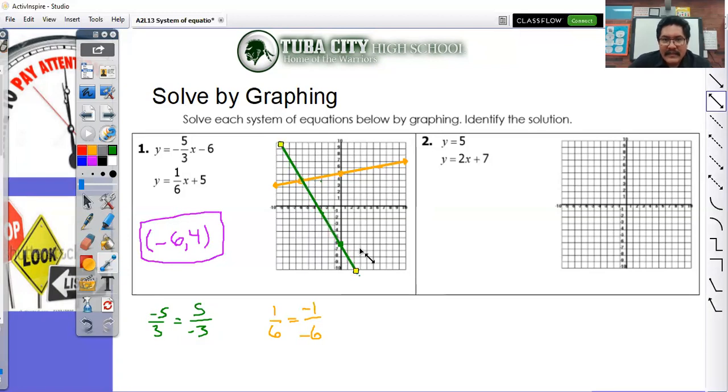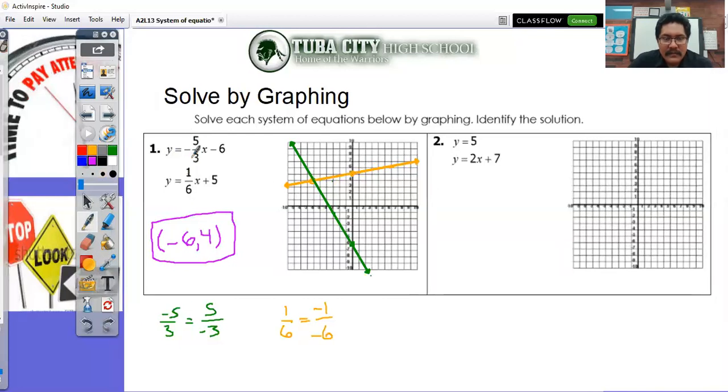Now, if I had just graphed these with the lines and the few points I had, you know, it'd be kind of hard to tell that that's where they're going to cross each other right there. So by kind of counting out the slope, I was able to see exactly at what point they crossed each other. So again, -6 and 4, if I were to plug them into this set of equations, it would be true for both of them.